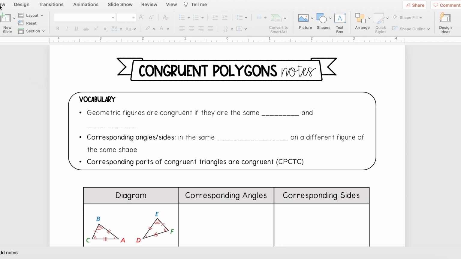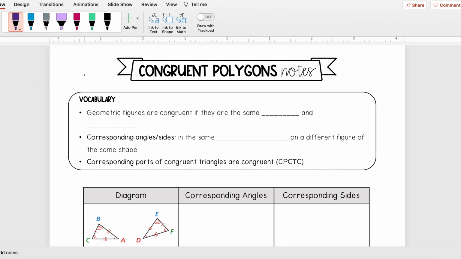Hello everyone, today we're getting into a new lesson on congruent polygons. So first, for some vocabulary, geometric figures are congruent if they have the same size and shape. So they're going to be basically the same size and same shape.